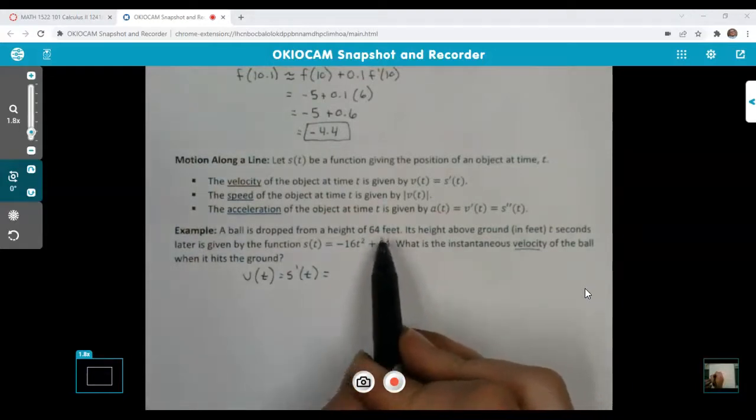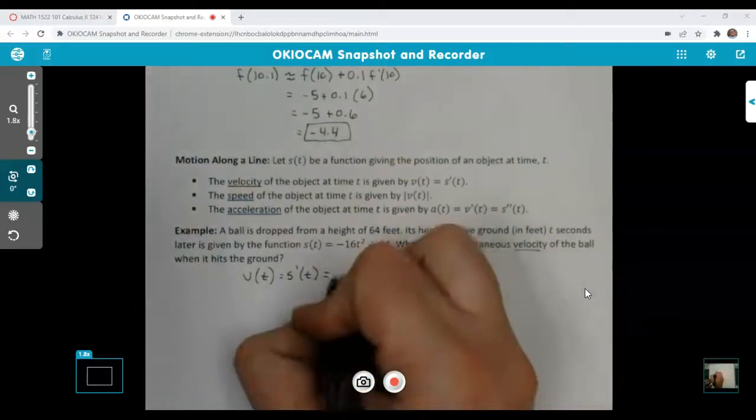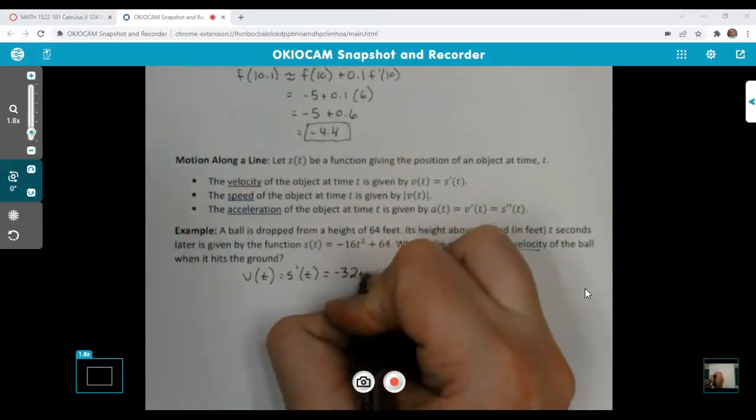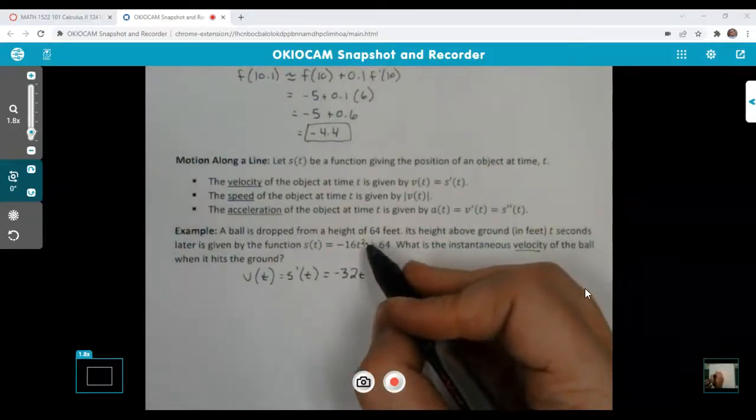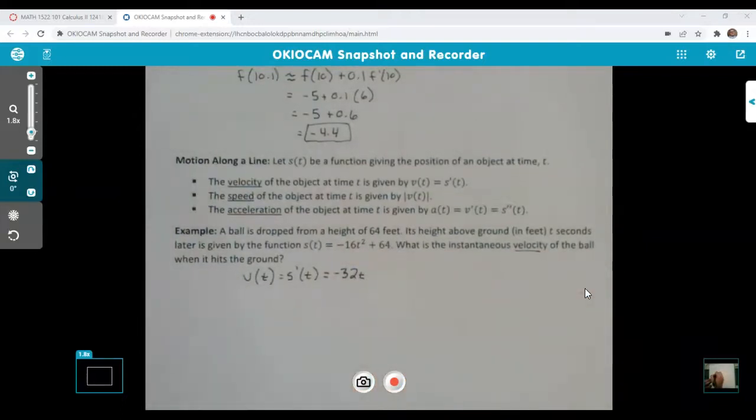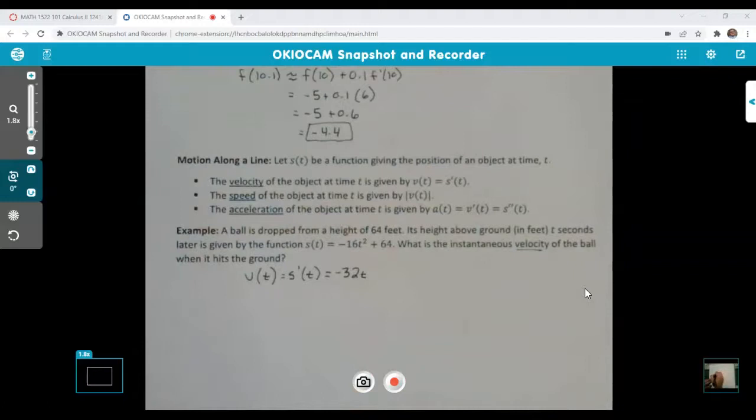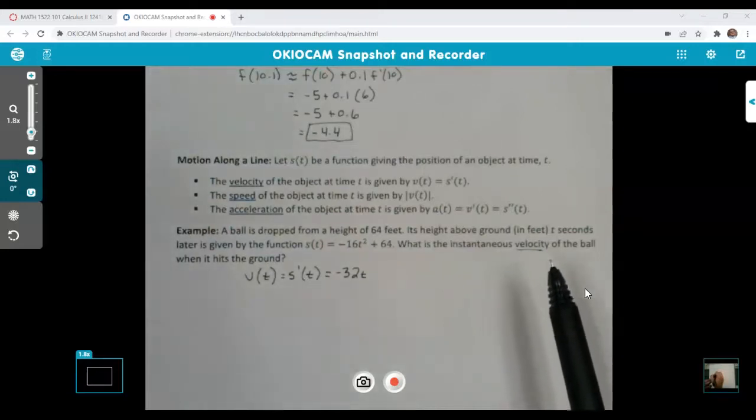So taking the derivative of this, I can bring my power down to the front. Negative 16 times 2 is negative 32 t to the first. The derivative of 64 is 0, so I don't even need that. So that's what I have for v of t. v of t is equal to negative 32t. Now they want to know what v of t is when the ball hits the ground. So I first have to find at what time does it hit the ground.